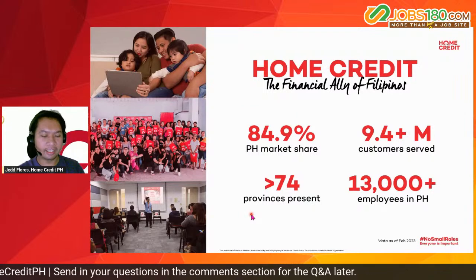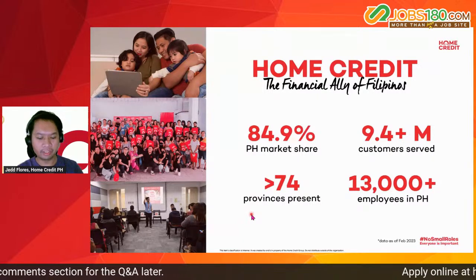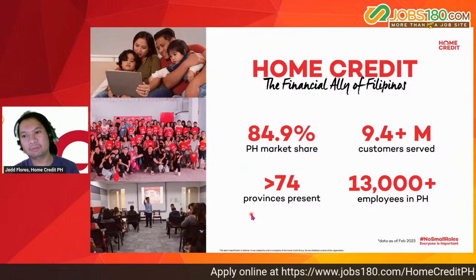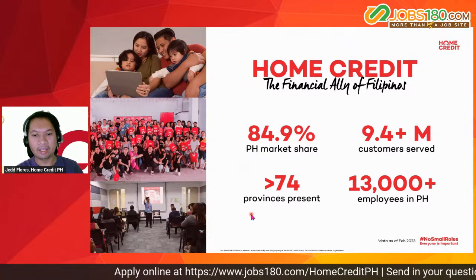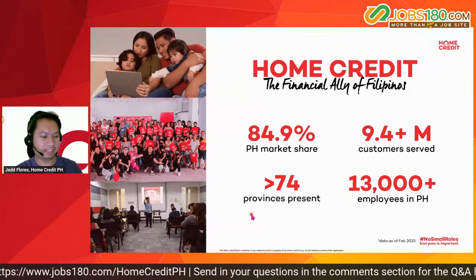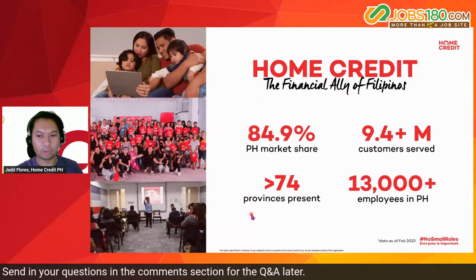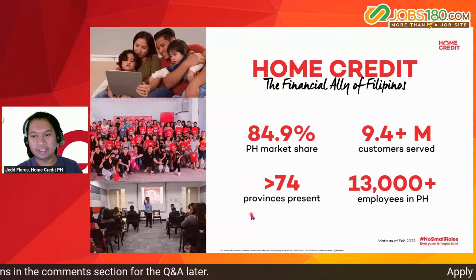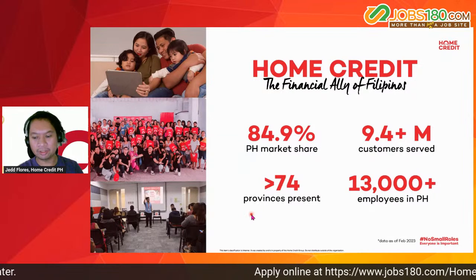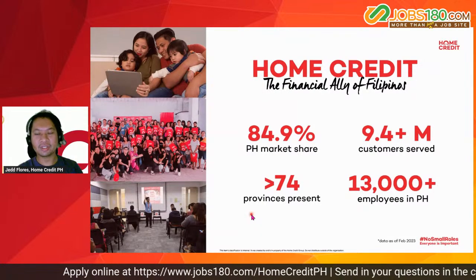So for this year, we are targeting to reach our 10 million customers. For February, 9.4 million customers are served, and we're practically available in most of the provinces here in the Philippines. More than 74 provinces are being served by Home Credit. And finally, 13,000 employees are working, and hopefully by the end of my talk, you would be considering really joining our company. So 13,000 employees right now in the Philippines.